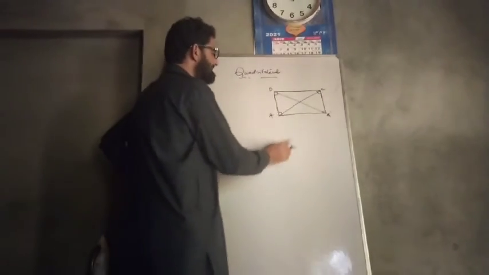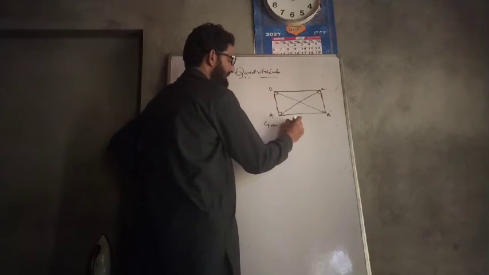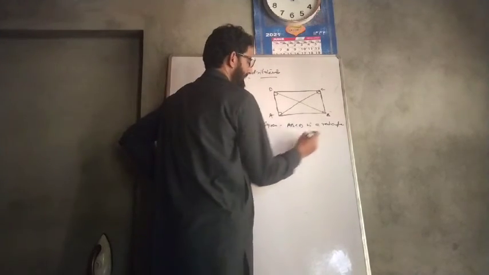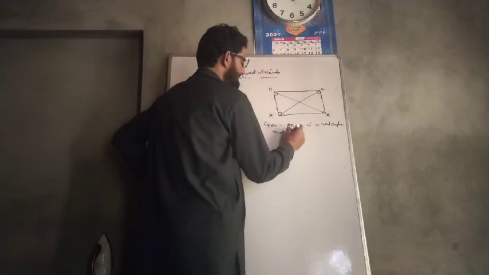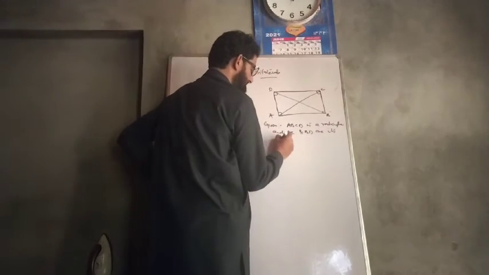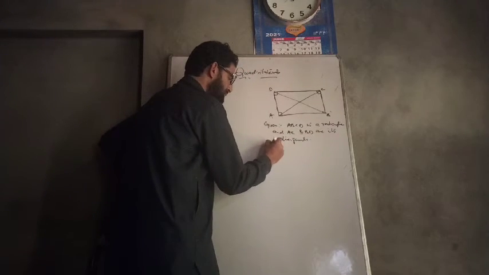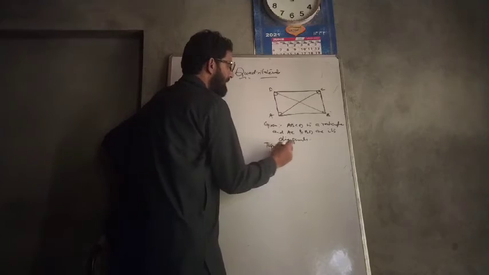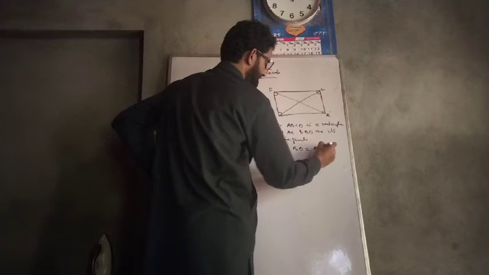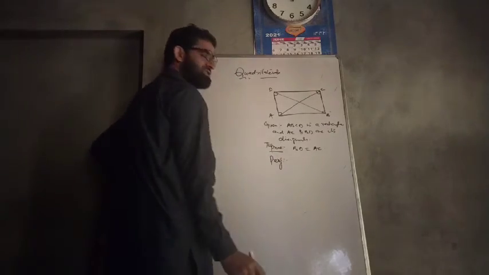Now what is given? Given is ABCD is a rectangle, and AC and BD are its diagonals. To prove, we have to prove that these diagonals are equal, that is BD is equal to AC. Now the proof is simple. You will make two triangles congruent, and by CPCT things will follow.